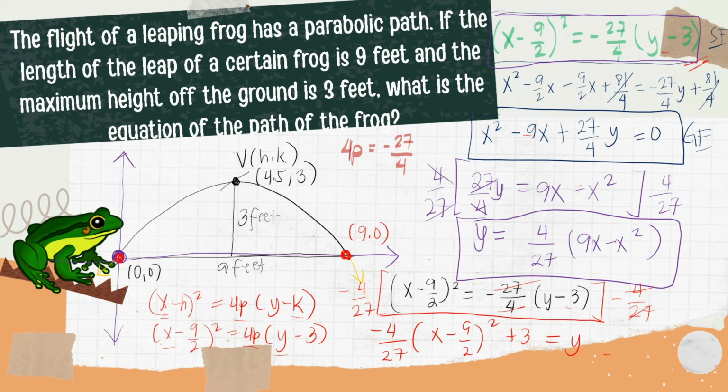So, ito na yung in terms of y. Another equation. Hindi kasi sinabi doon kung ano bang equation. Kung standard ba, general form, or vertex form. So, ayan, meron tayong apat. Standard form, general form, saka itong in terms of y na to. Ito yung mga possible na makita nyo sa choices na equation nung path nung frog.